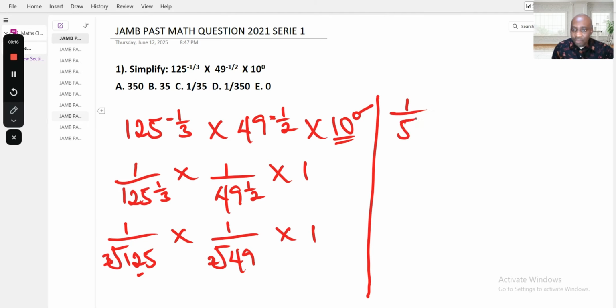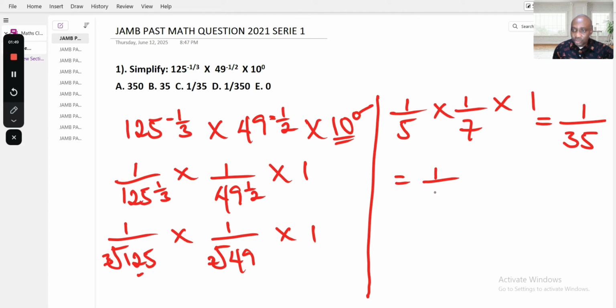1 over 5 multiplied by, what is the number that you can multiply by itself that will give you 49? The square root of 49 is 7. So 1 over 7 and 1 here. 1 times 1 times 1 is what? Yes, 1. 5 times 7, 35. Our final answer is 1 over 35. Do you have 1 over 35 there? Yes, C. Our final answer is C.